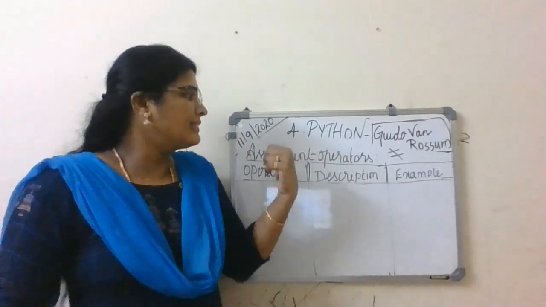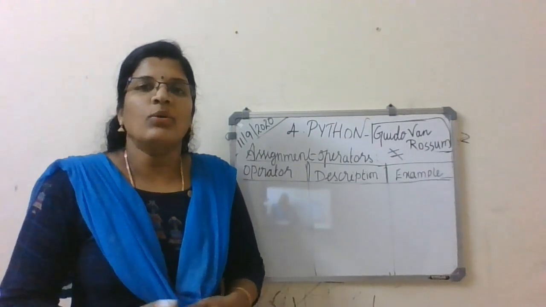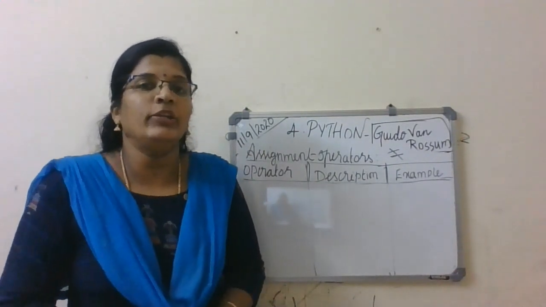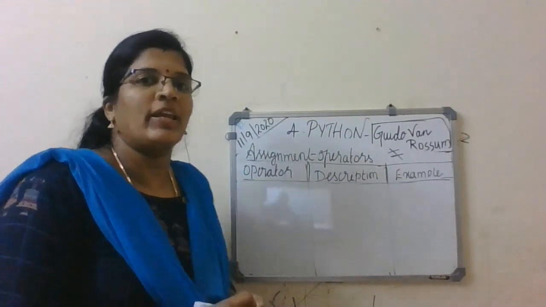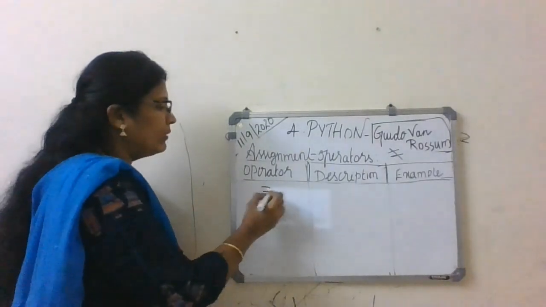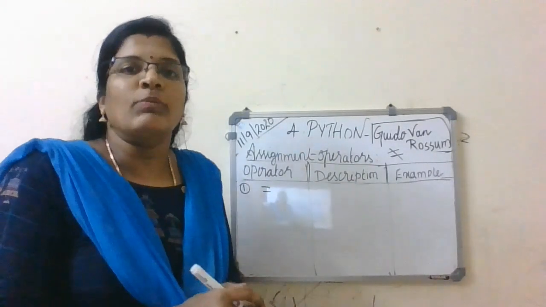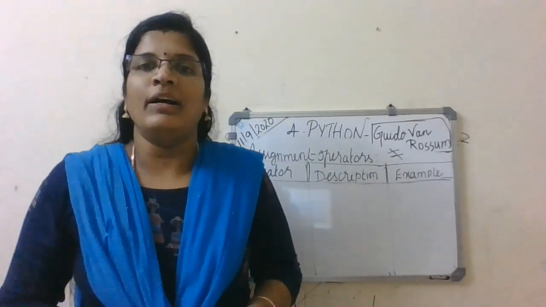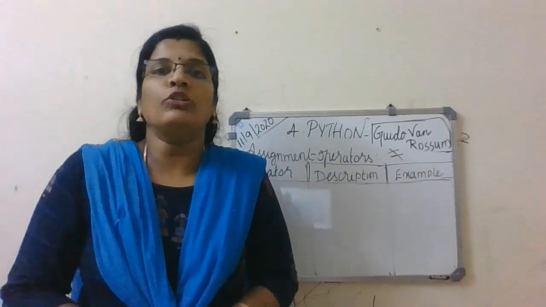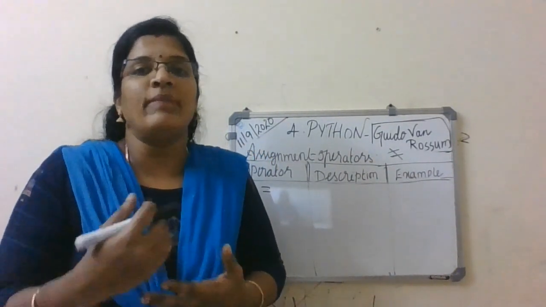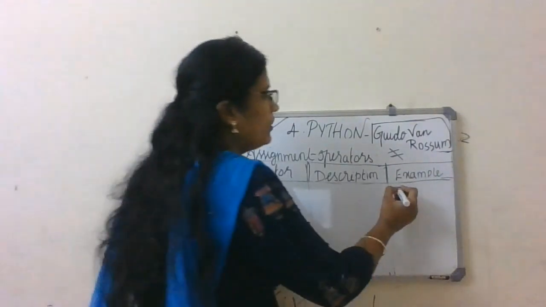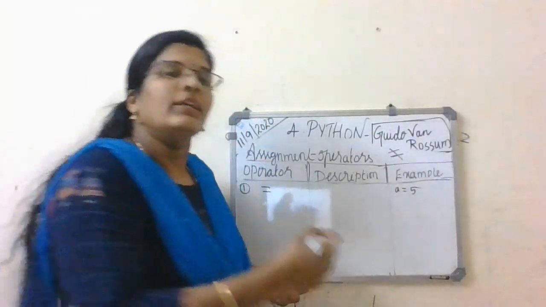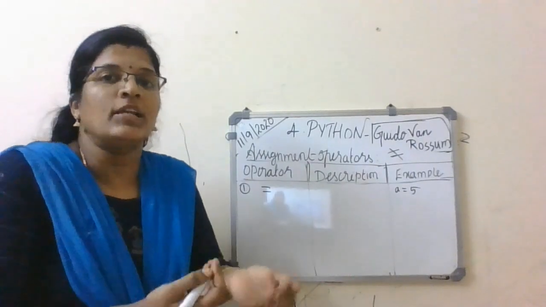Next one, it's the assignment operators. Assignment means assigning some value to operands like A or B. The first assignment operator is the equal to symbol. It's like a normal equal to symbol. A is equal to 5 means A carries the value 5. This is a normal one.